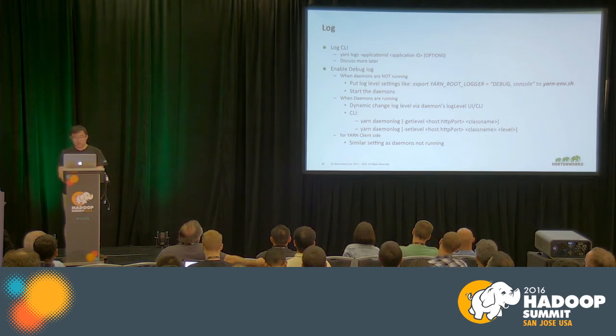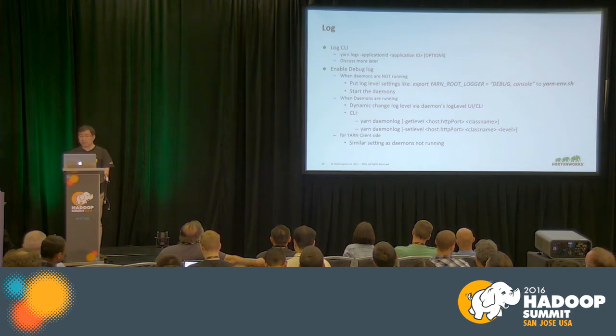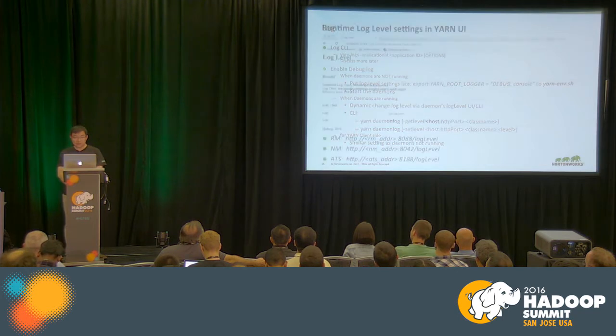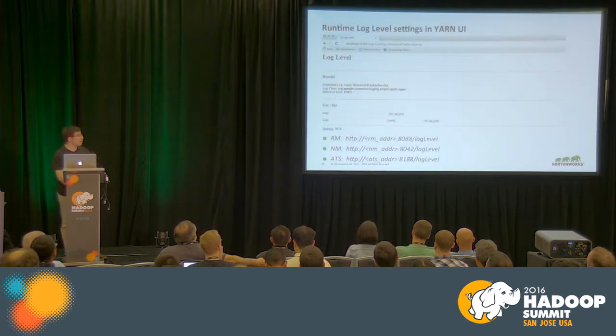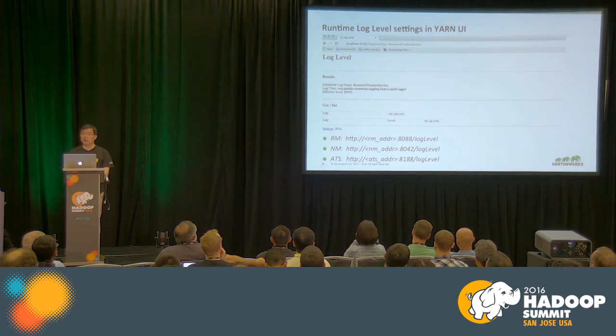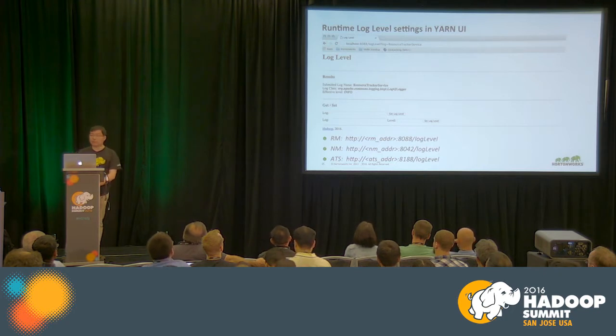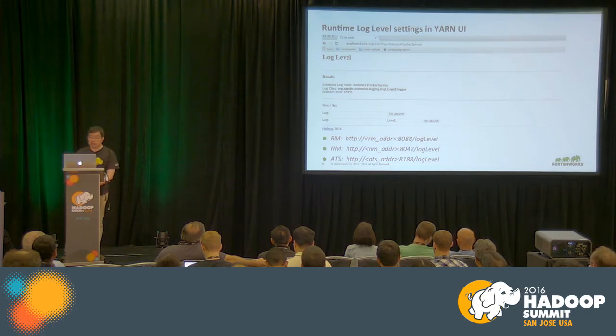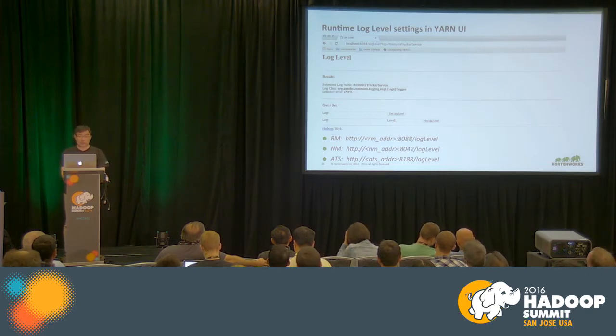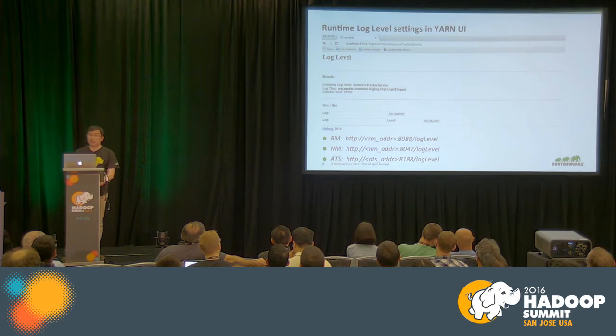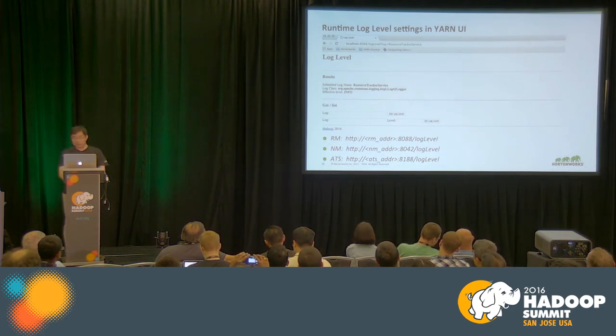And for the client side, it's similar, like the daemon not running that. You can put the debug in the configuration there. So this is the UI, how to set and get the runtime log level here. It's the RM, the node manager, and the application timeline service. They're on different port numbers, but they provide the same service. You can put your interesting class there and set the log level you're interested in.